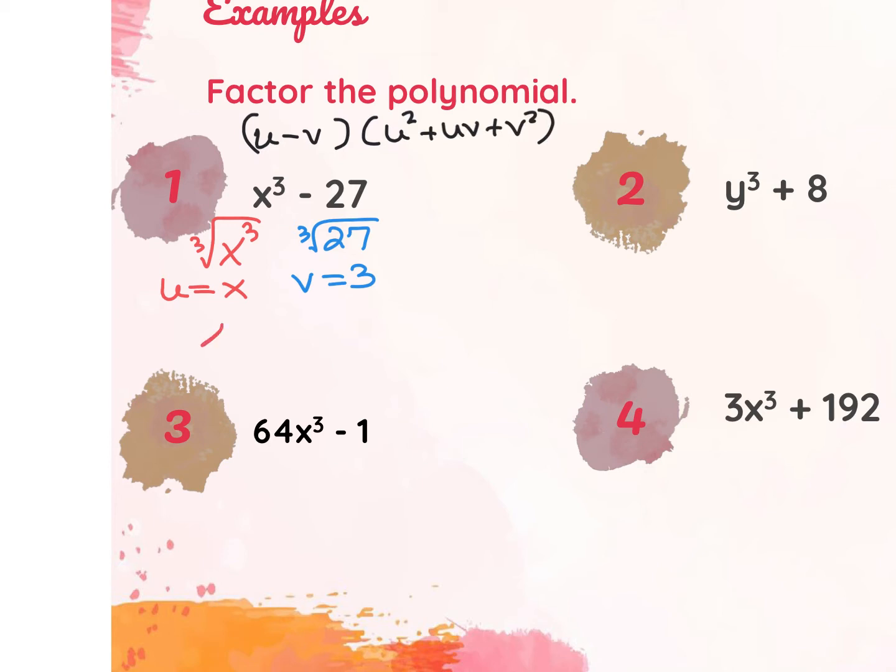So let's plug it in. So same sign, so x minus 3. I'll make the 3 blue. And then the next parentheses, you square the x. The next term, opposite sign, but I multiply the 3 times the x. And then the last term is always positive, and it's the 3 squared. And you're done.